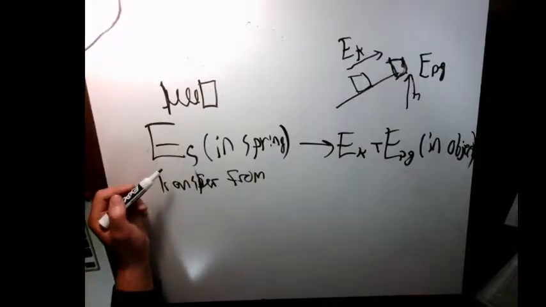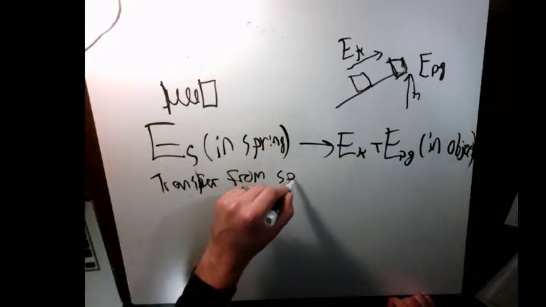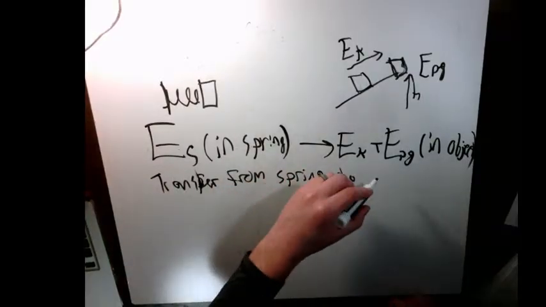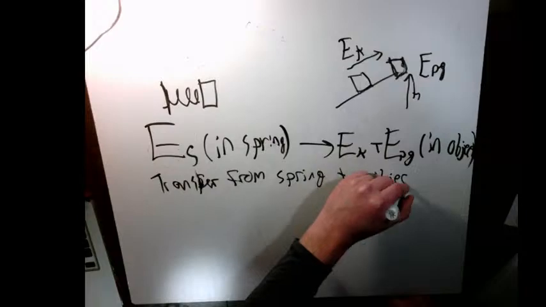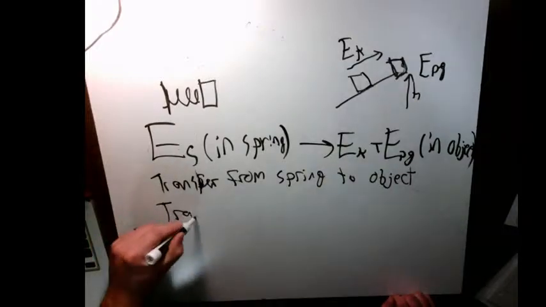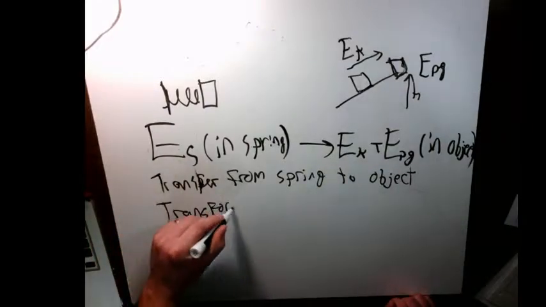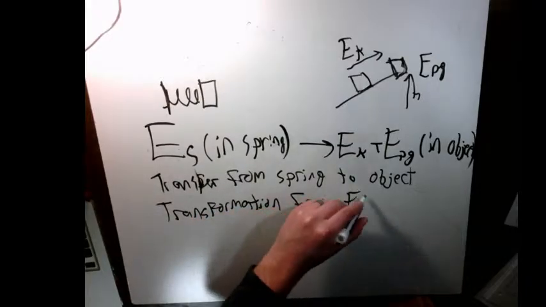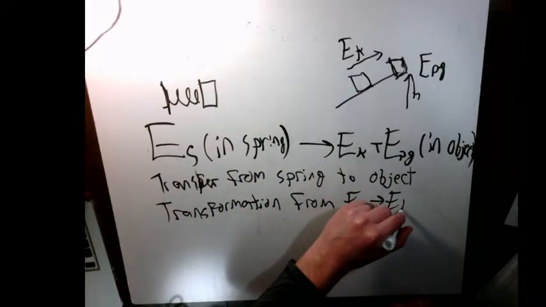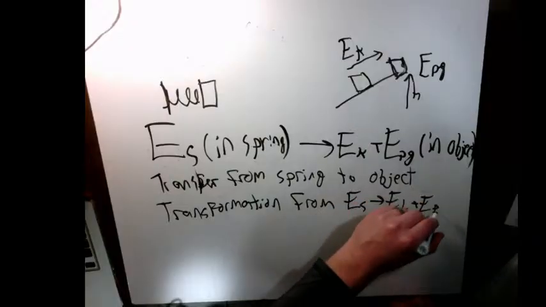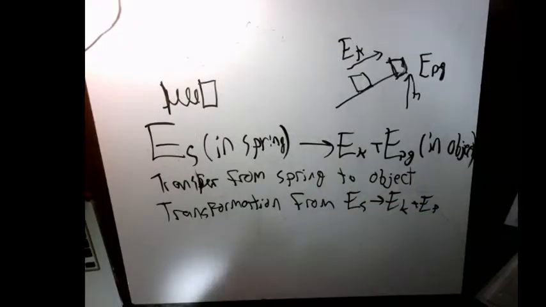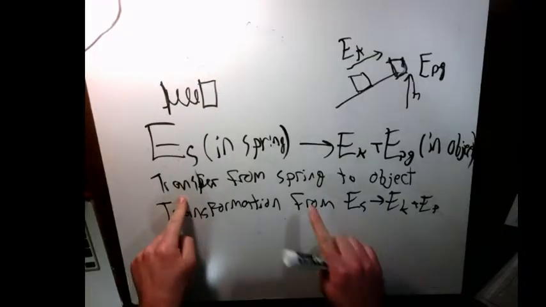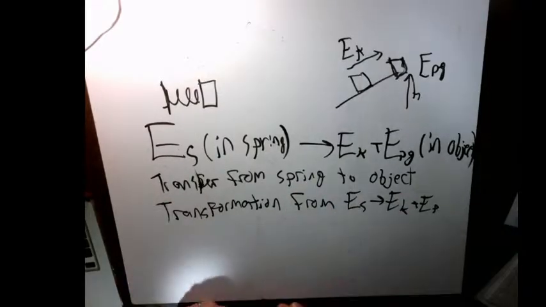So yeah, the transfer part is from our spring to our object. And the transformation part is the change in form of energy. So we're changing the form even within the object, but more importantly, we're transferring from the spring to the object. Okay. Next one.